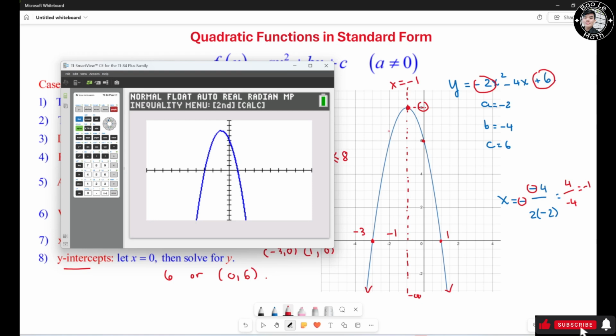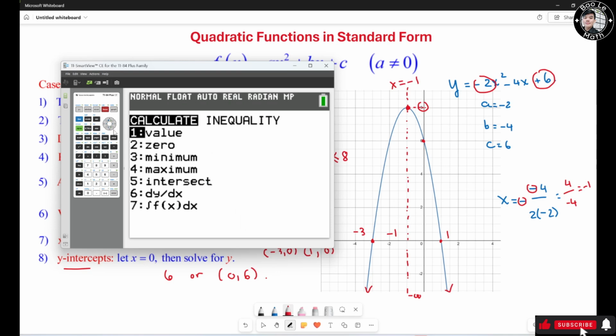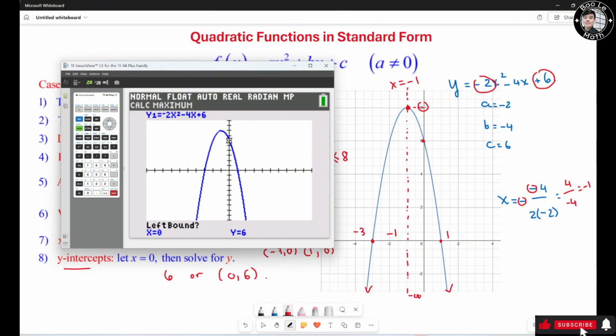Now, I need to find the vertex right here, which means the maximum value, right? So I need to hit second trace. The maximum right here, number 4, and hit enter. Now you need to move your cursor from left to right. You know that the maximum should be right here. So you move your cursor to the left of the maximum, you hit enter. You move your cursor to the right of the maximum, you hit enter. And you move your cursor inside, you hit enter.